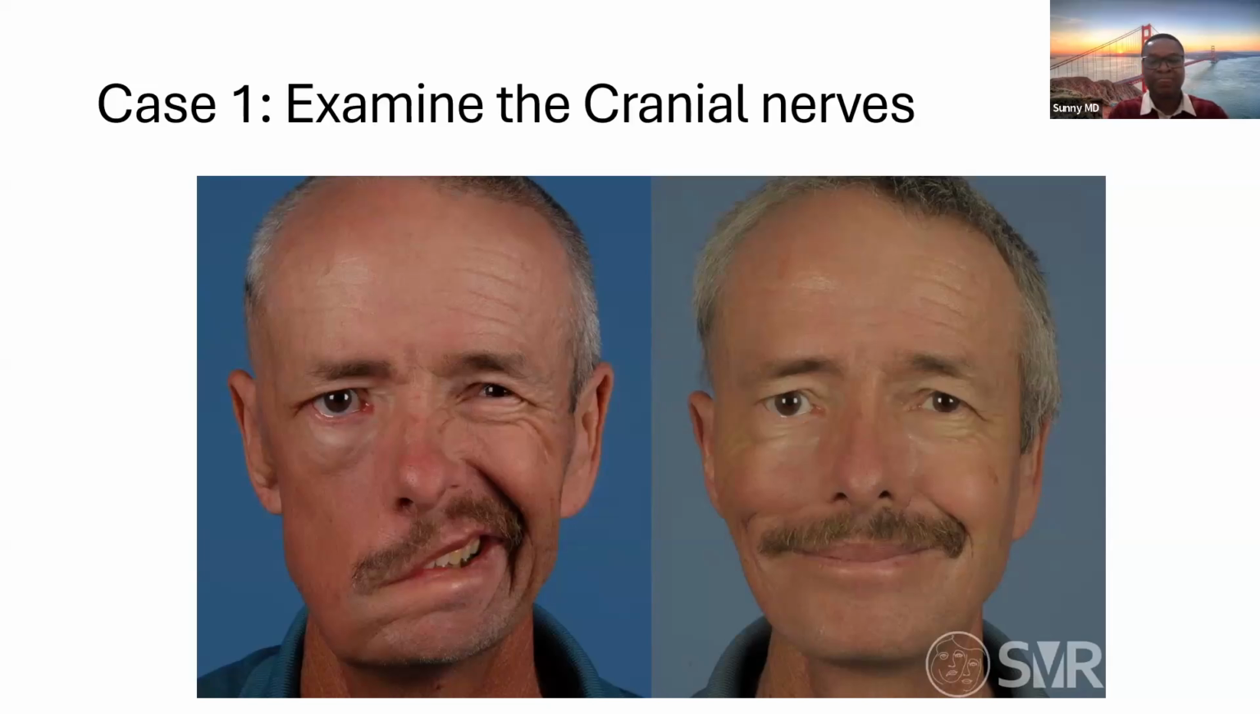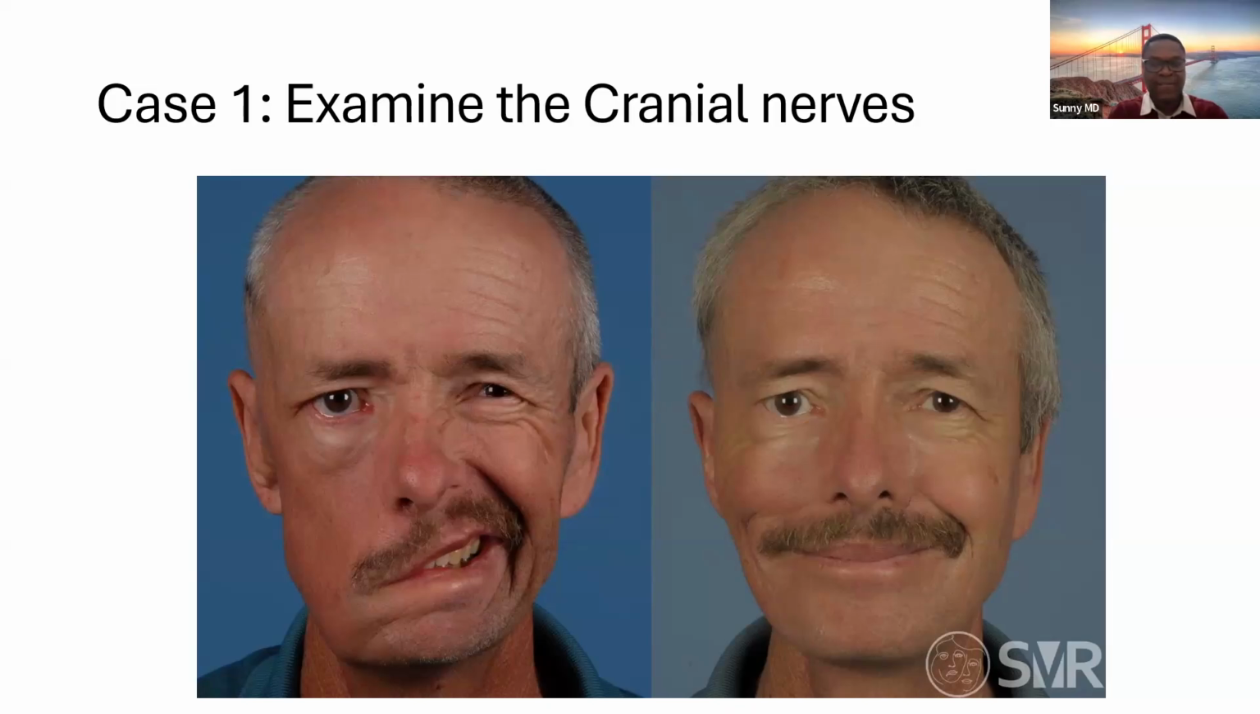Some asymmetry. And then shrugging the shoulders. He's got some asymmetry. He couldn't shrug well on the right side. Both sides, but then worse on the right side. Yeah, so he's worse on the right side.